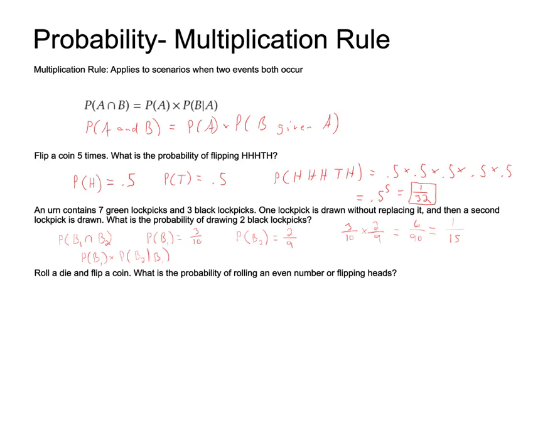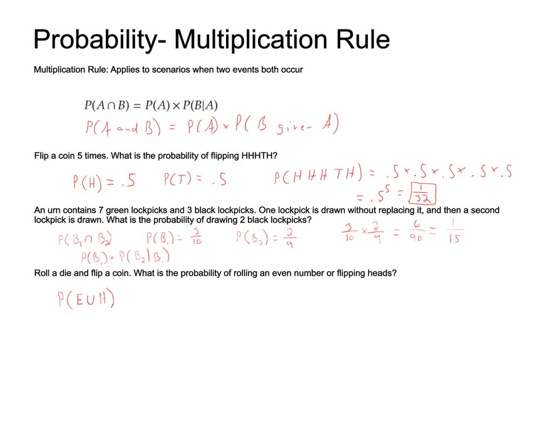Okay, let's take a look at a third example. Roll a die and flip a coin. What is the probability of rolling an even number or flipping heads? Just looking at this, that doesn't look like the multiplication rule. This actually looks like the addition rule because we're trying to figure out even or heads. However, we do need to use the multiplication rule in order to solve this.